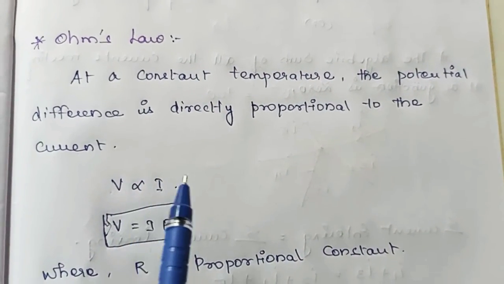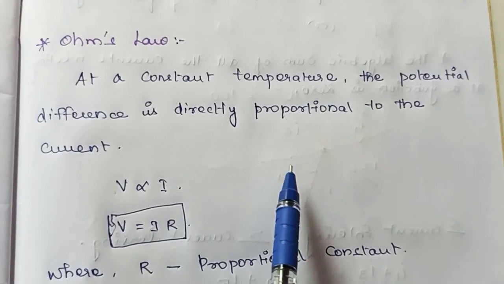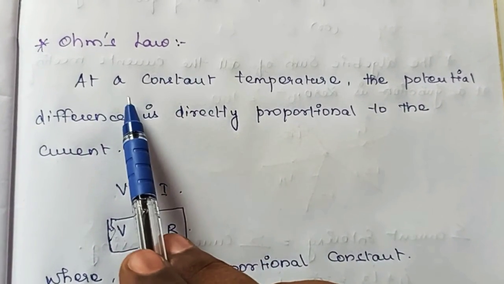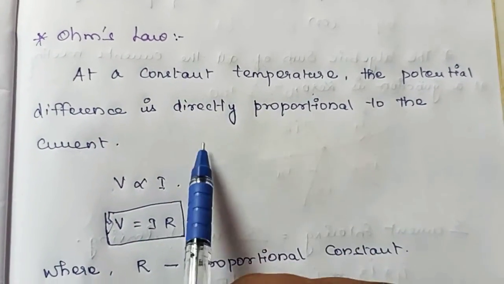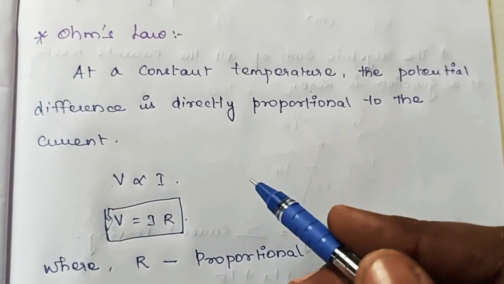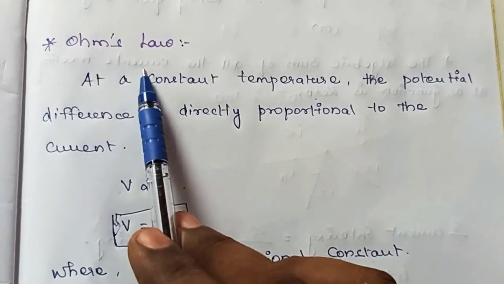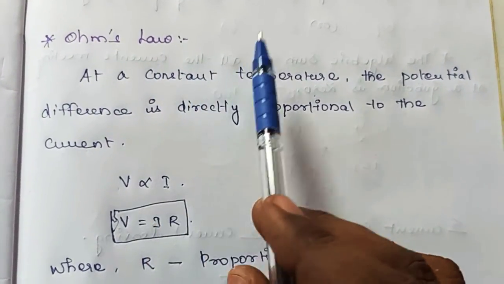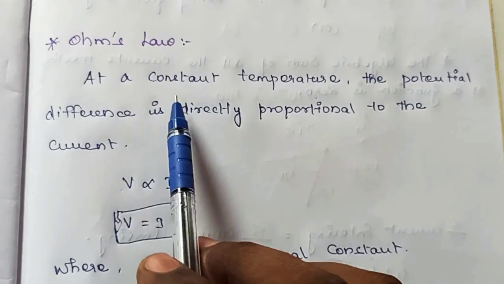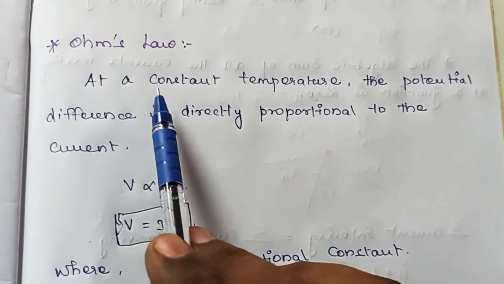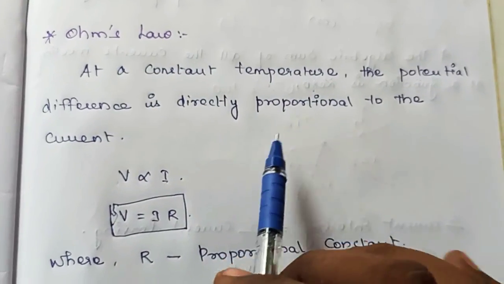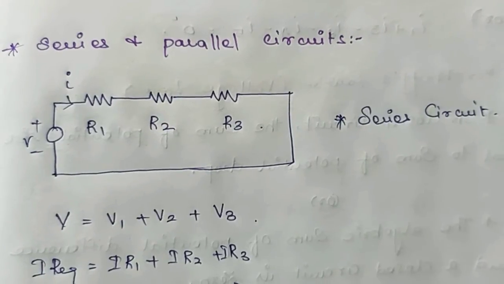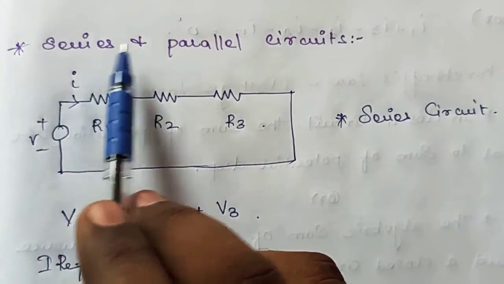So when is Ohm's law applied? It is only at a constant temperature. This is very important. If the temperature is changing, Ohm's law does not hold in that situation. It only holds at a constant temperature, where the potential difference is directly proportional to current. Next we will see series and parallel circuits.